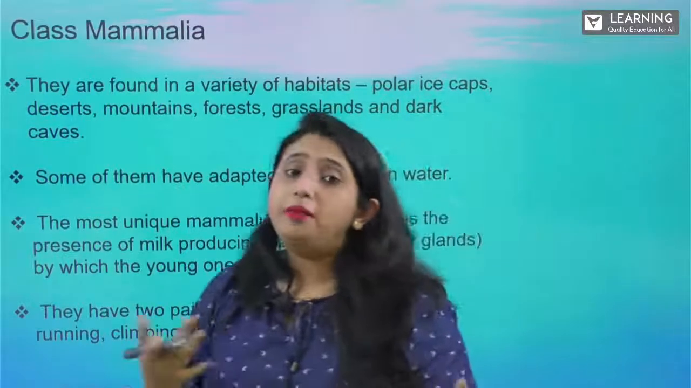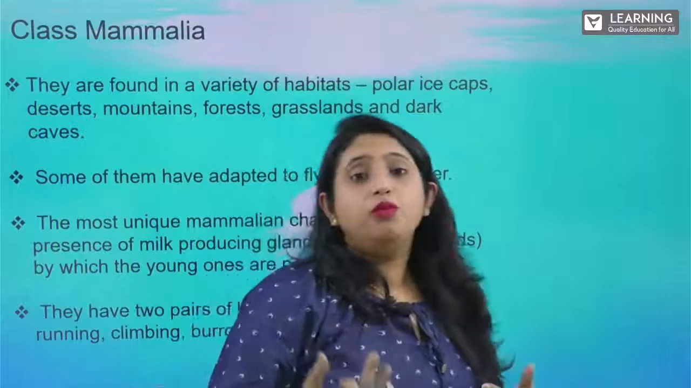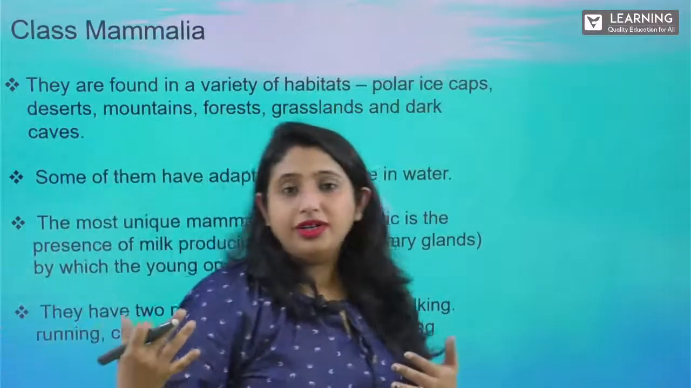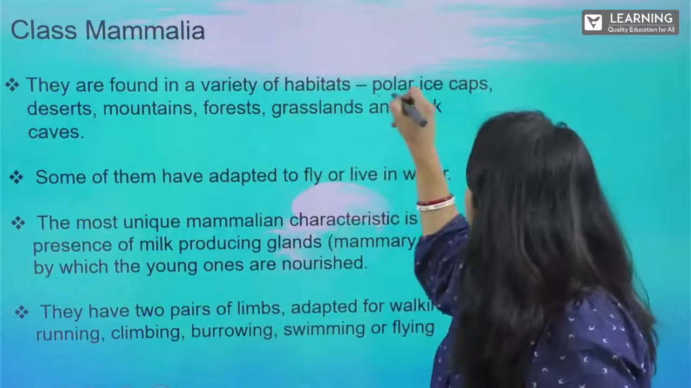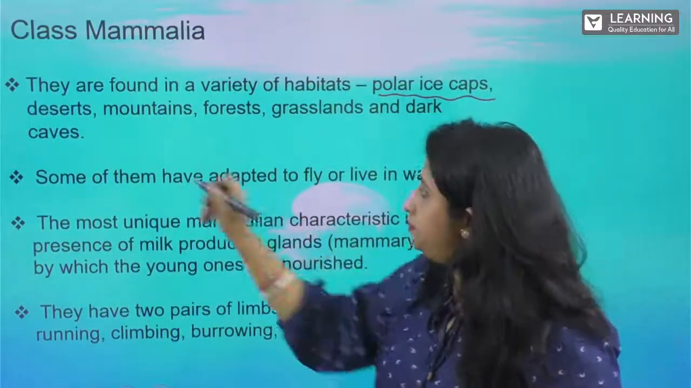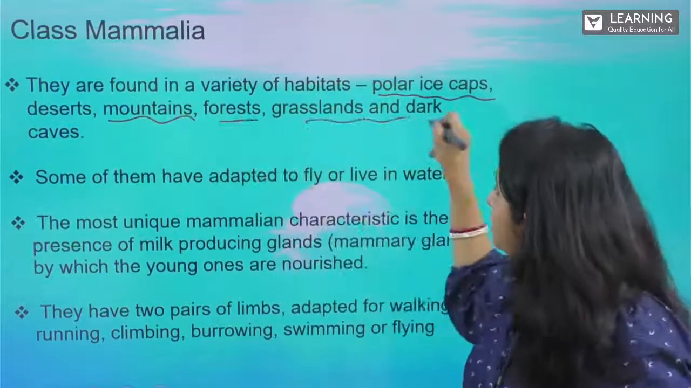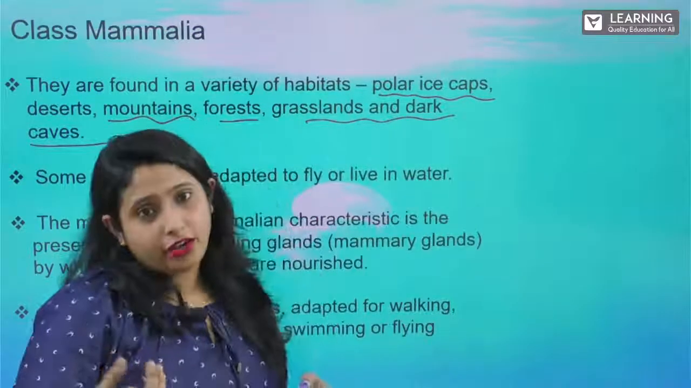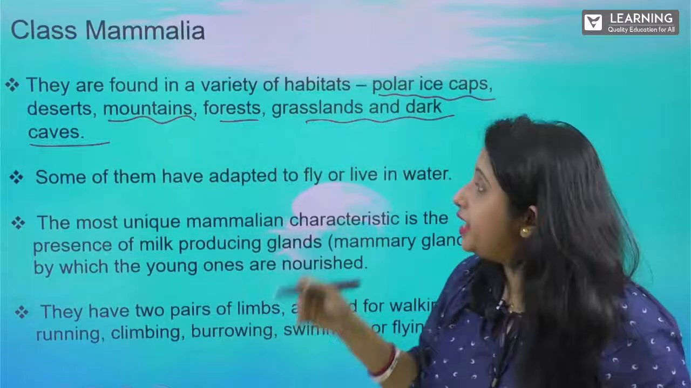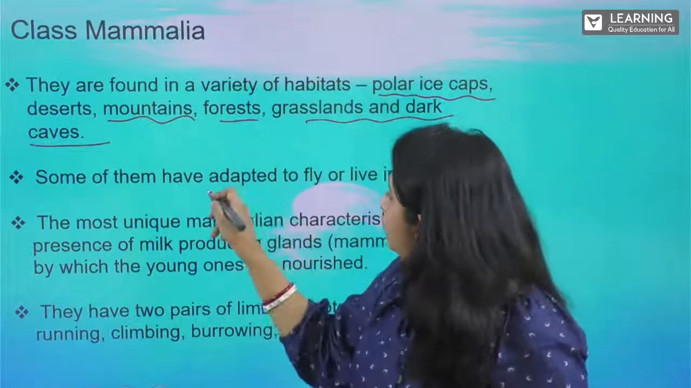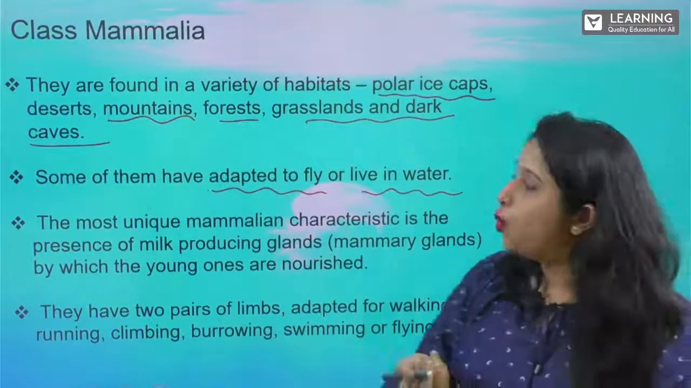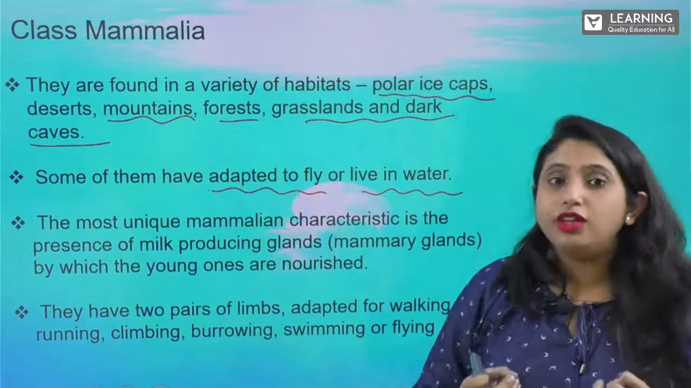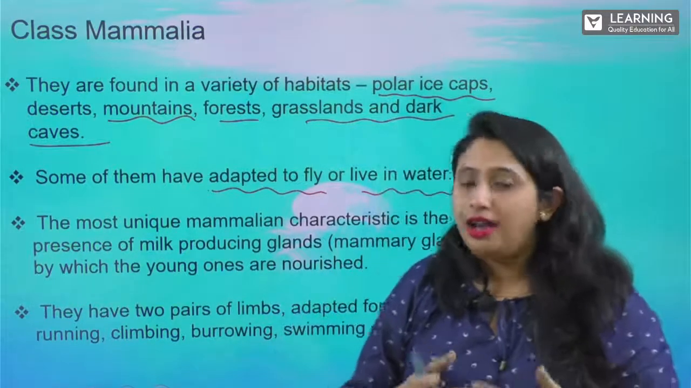So the mammals will be found in different habitats because we are more developed and we can adjust to the surroundings. Some of the animals can live in the desert, like camel. They can live in the forest, right? They can live in the polar ice caps, like polar bear, and also mountains, forest, grasslands, and also in the dark caves, okay? So why can they live? Because they are more developed organisms. Clear? And they can adjust to the environment. Some of them have adapted to fly or live in water. So blue whale, right? Whale is what? It is a mammal. It can live in the water and it respires with the help of lungs.